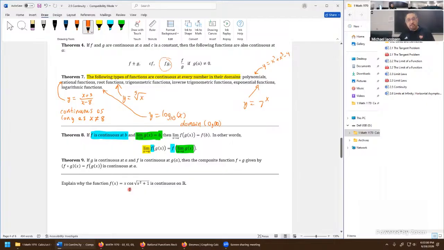So the first thing that's going on is we have two functions being multiplied. We can give them names like f and g if we'd like, but f is already used, so we could give them different names like u and w. Those are completely fine as function names. So we can start off by explaining continuity, first by saying u of x equals x, w of x equals cosine of the square root of x squared plus 1. So there's two functions altogether.